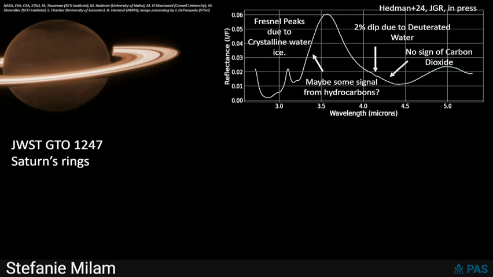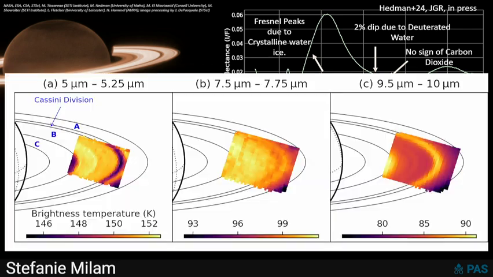We did have a program on Saturn and the Guaranteed Time program. We did a little bit of spectroscopy with MIRI, and then we also had some of the field set across the rings. We did NIRSpec and MIRI IFU spectroscopy. What you're seeing in the top right is some of the NIRSpec IFU of the rings. Lots of crystalline water ice features, Fresnel peaks, confirmation of deuterated water, the OH band with a 2% dip that was found by the Cassini mission. There's confirmation again that there's no carbon dioxide, but we are seeing a little bit of hint of possibly some hydrocarbons in the near-infrared spectra.